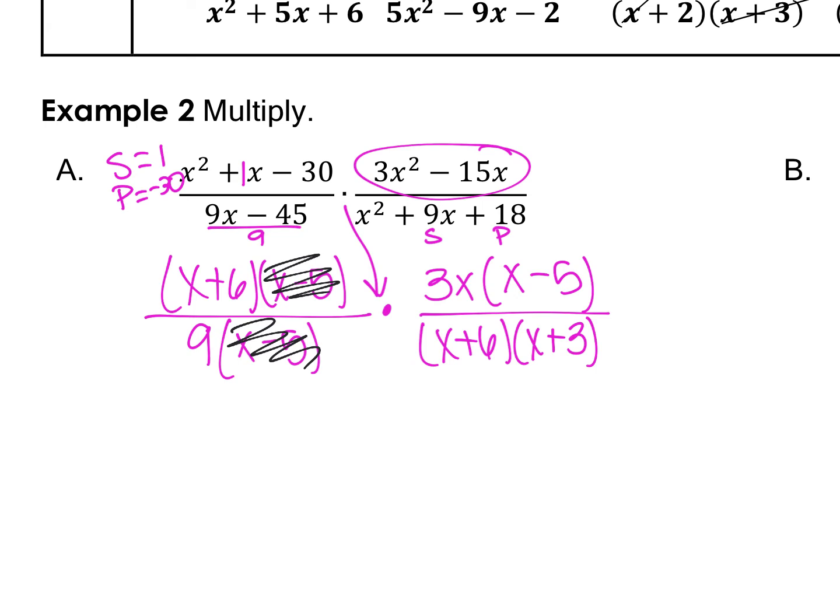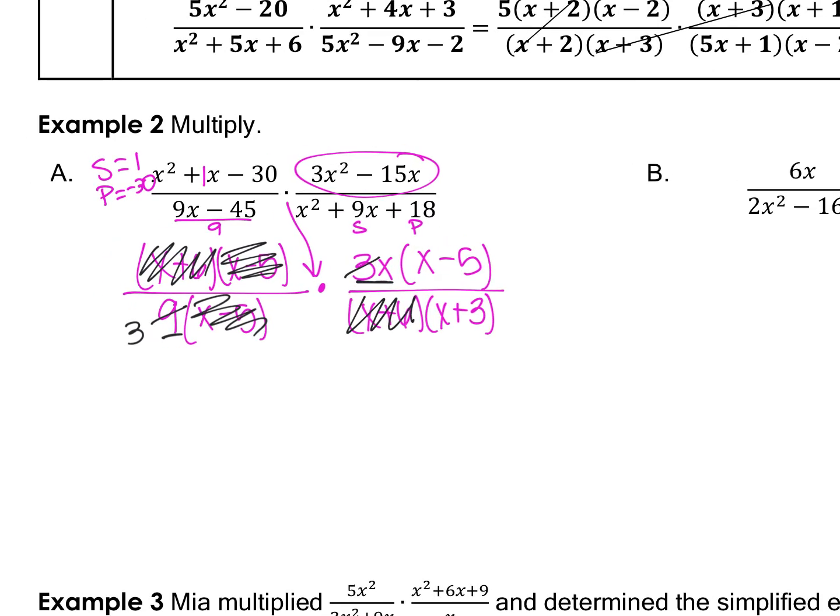And then notice I have an x plus 6 here and an x plus 6 here. And since this is one term here, this is one term, I can reduce the 3 and the 9, so that'll be a 3 there. So I have on top x, because notice I still have an x here. So an x times an x minus 5. And then in bottom, I have a 3, and then I have an x plus 3.